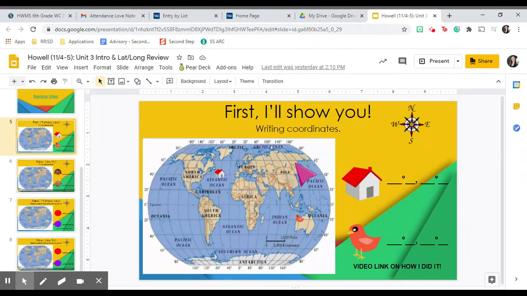All right, you guys, we're going to write coordinates of things that are already plotted on a map. So, first, we're going to start with our house.